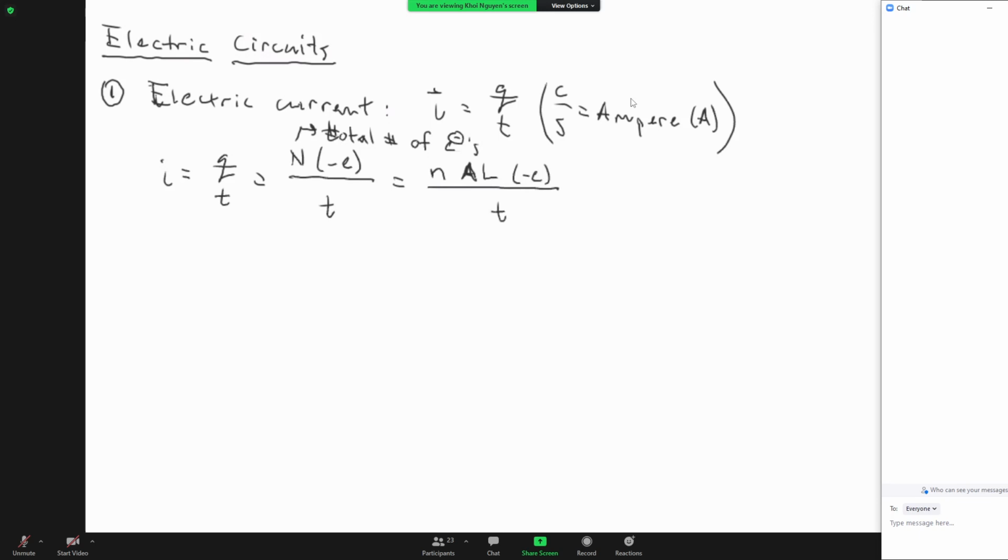And since electricity is always in some type of conductive material, they have what we call drift velocity. V subscript d is equal to some length over time, just the length of the rod, divided by the time it takes for those electrons or charges to move. Okay.